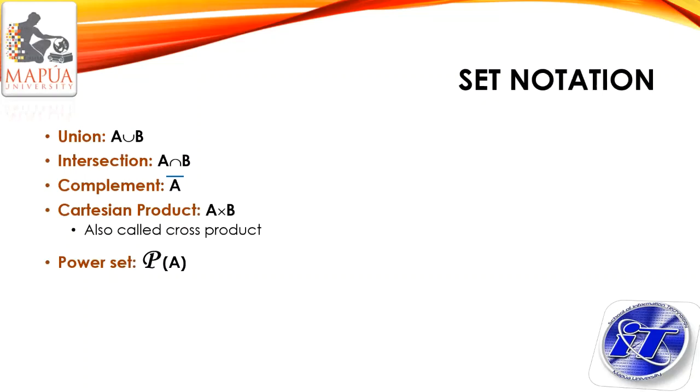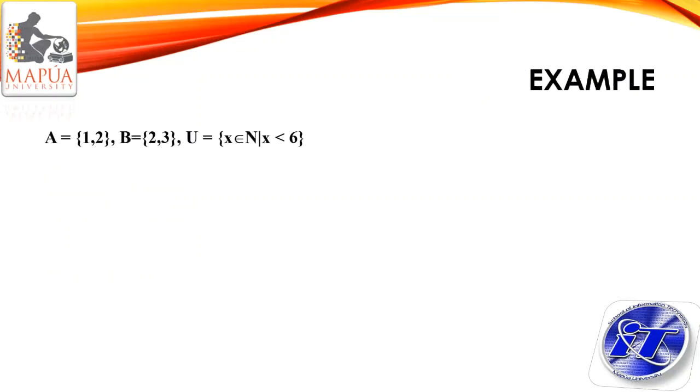And also in discrete math, we discussed set notation. These are the functions that we use in sets: union, intersection, complement, Cartesian, and power set. If we say union, we are combining all elements of A and B. For example, A contains 1, 2, B contains 2, 3, and our universal set is X, an element of the natural numbers where X is less than 6. It means the universe is from 1 to 5 only.